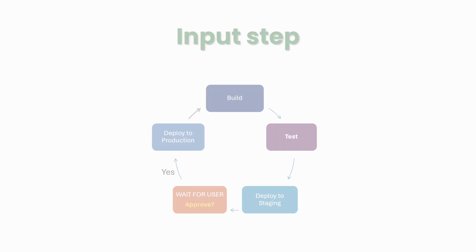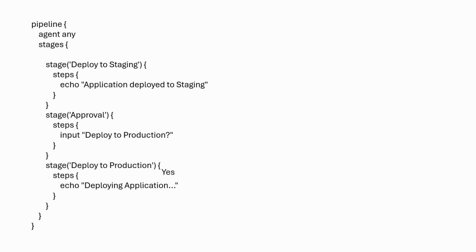Now let's see the example. Pipeline starts the declarative pipeline. Then agent any means the pipeline can execute on any available Jenkins agent. So then next, stage 1. This stage deploys the application to the staging server. Here we are simply printing a message to simulate a successful deployment.